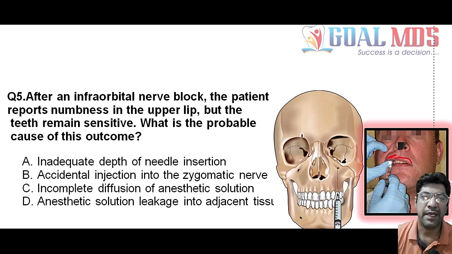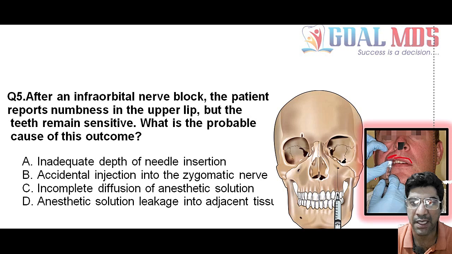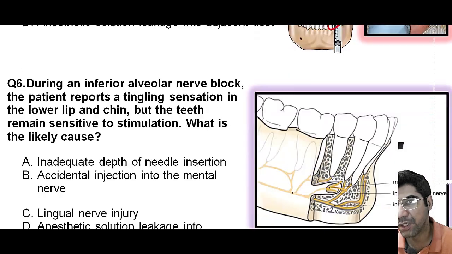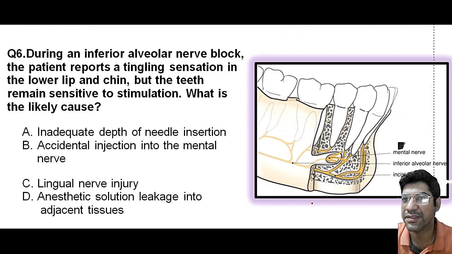The infraorbital nerve block is administered to provide anesthesia to the maxillary teeth and surrounding soft tissues, including the upper lip. We all know that the infraorbital nerve innervates these areas. So if the anesthetic solution does not diffuse and reach all the nerve branches, or there is insufficient time for the solution to take effect, the patient would experience uneven or incomplete numbness. So it is incomplete diffusion of the anesthetic solution that is most likely the cause of this. So the answer is C.